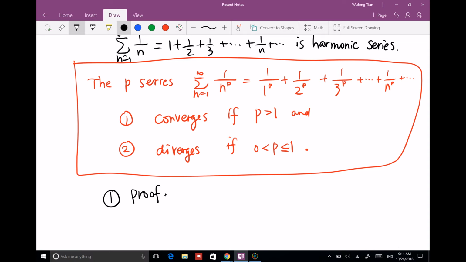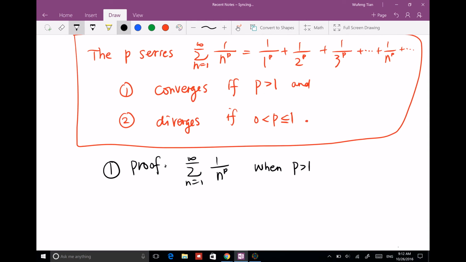Let's just check the sum from n equals 1 to infinity of 1 over n to the power p, okay? Use the integral test to check this one when p is bigger than 1. Can you use the integral test to do this one? Get n to the 1 minus p over.